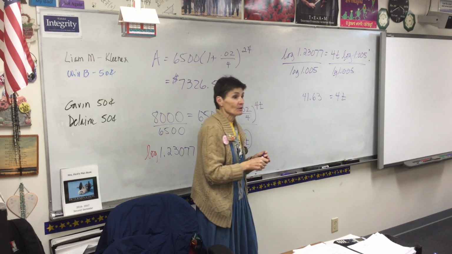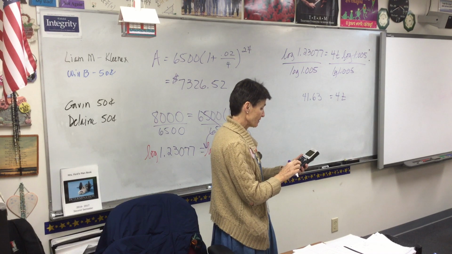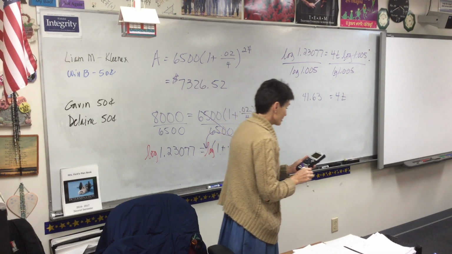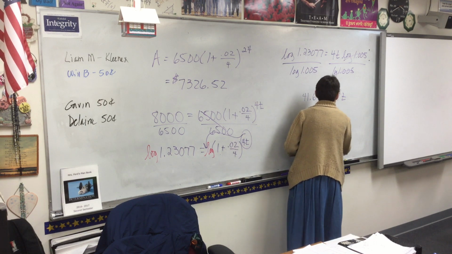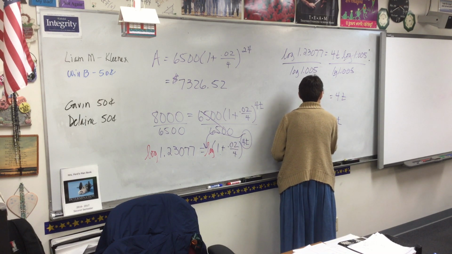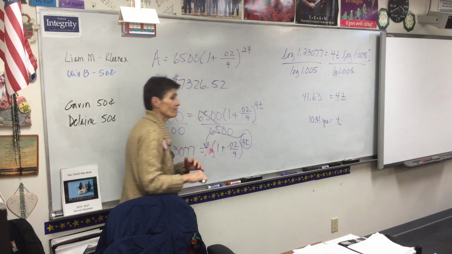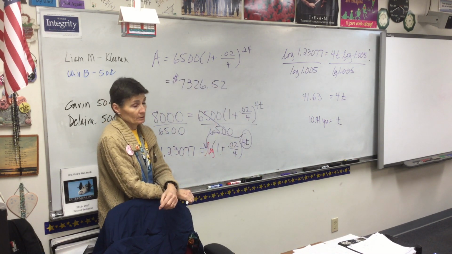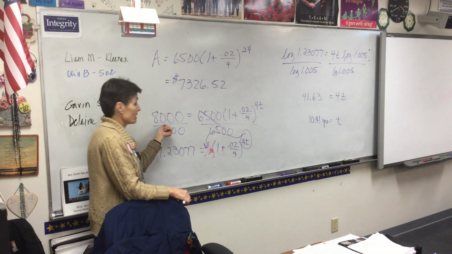But that's not the answer. Now we have to divide by 4. So I'm just going to leave that in there and hit divided by 4. So 10.41. So it will take her 10.41 years to get, what was her goal? $8,000.